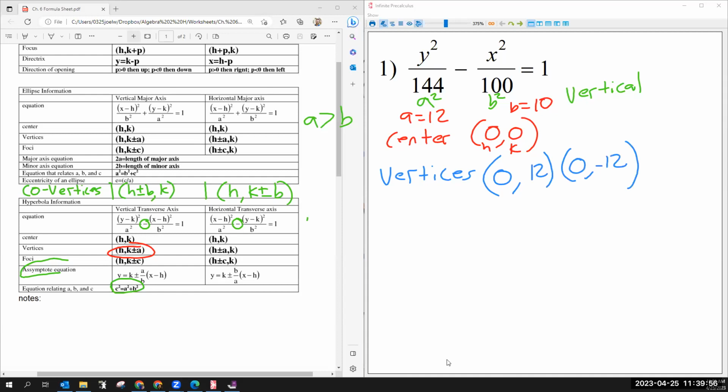I don't need, it didn't ask me for my co-vertices, so we won't do that. However, does that mean I don't need to know what B is? Why? Because we got to find foci, which uses C, and I need A and B to find out what C is. So let's plug into our formula. C squared equals A squared plus B squared, which means C squared is what? So C would then be the square root of that.